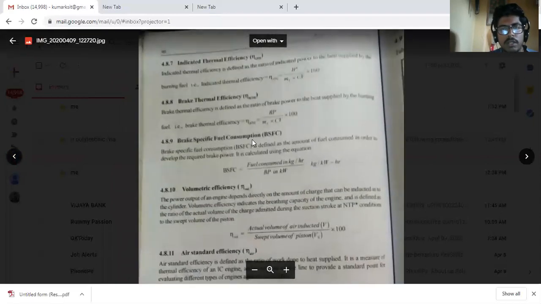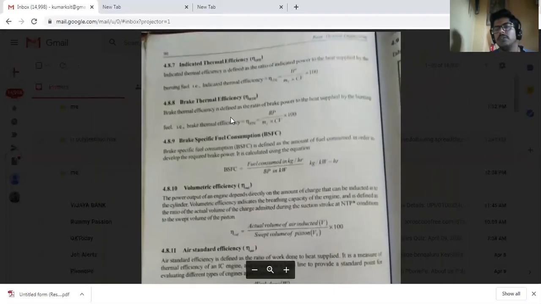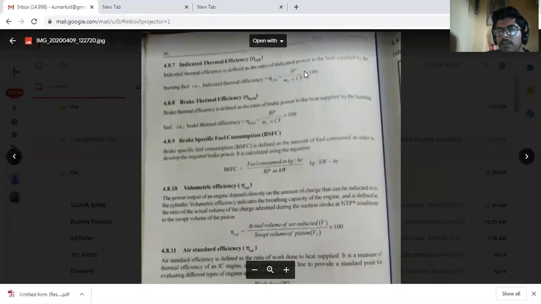Next is indicated thermal efficiency. Indicated thermal efficiency is defined as the ratio of indicated power to the heat supplied by burning the fuel. Mathematically, it is denoted by eta ITH equals IP divided by MF into CV into 100. Brake thermal efficiency is defined as the ratio of brake power to the heat supplied by the combustion of the fuel. That is eta BTH equals BP divided by MF into CV into 100.